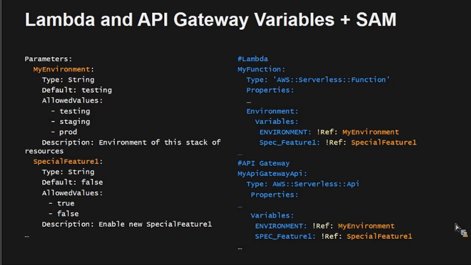And then special feature 1 is a string. Basically, you can think of it almost as a string-based binary of true or false, and this would be to maybe enable some capability of my application. And so then you see here how in both the Lambda function and the API Gateway stage resource definition on the right-hand side, I'm using the intrinsic function called Ref, which is defined by that exclamation and then Ref, to consume those parameters into the resource for my Lambda function and for my stage.